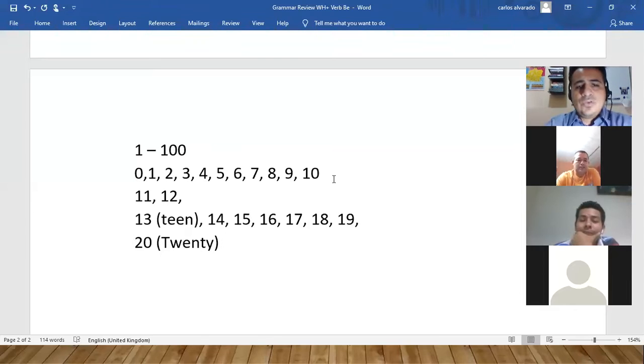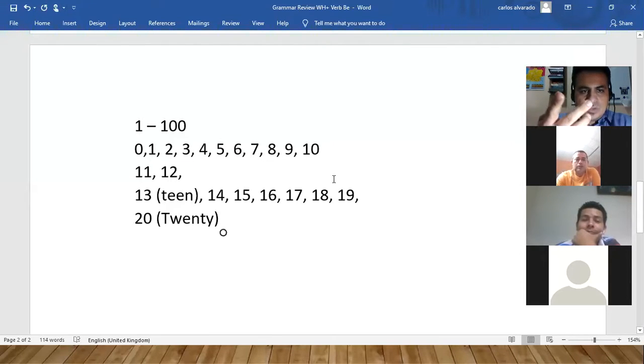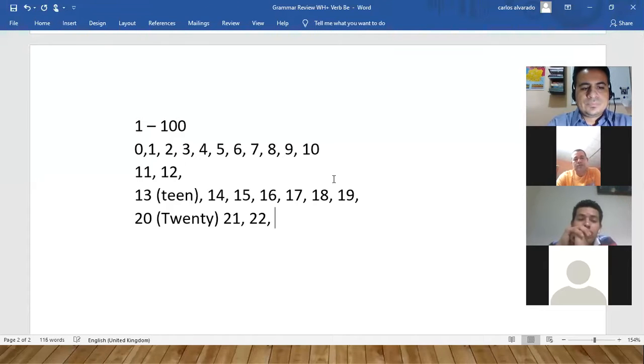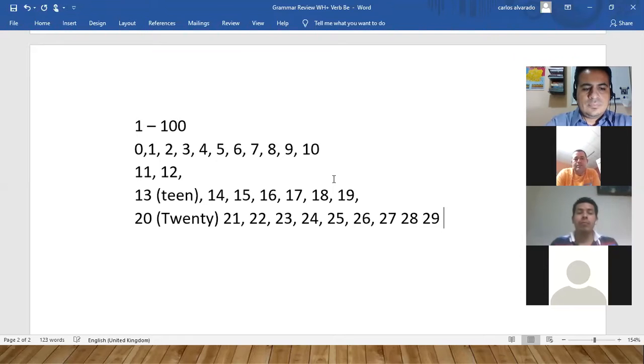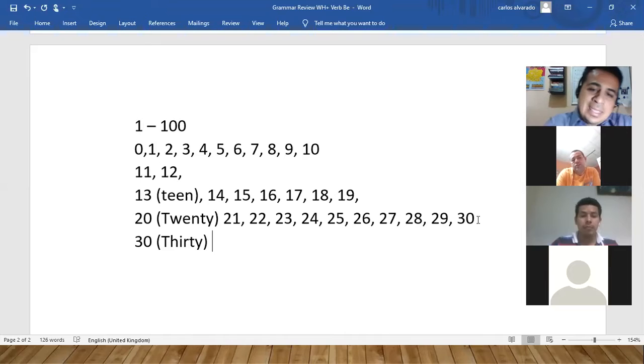20. Very good. Now, 20, then I continue. Solo digo 20 y le pongo el 21. Del 1 al 10. 21, 22, 23, 24, 25, 26. And then I go to 30. Y ya después del 30, everything is the same. 31, 32, 33, 34, 35, 36, 37. Y sigo esta misma secuencia hasta llegar al 100.